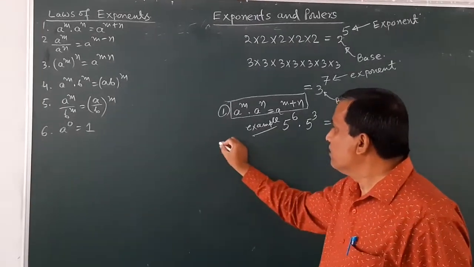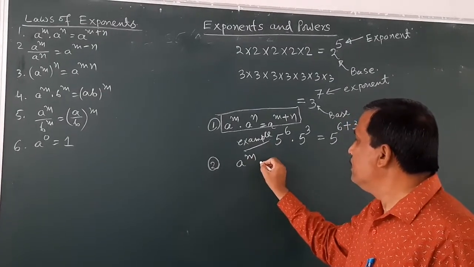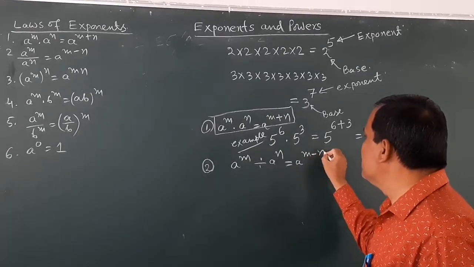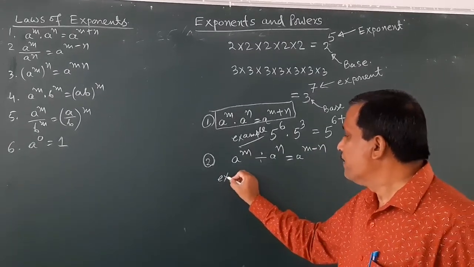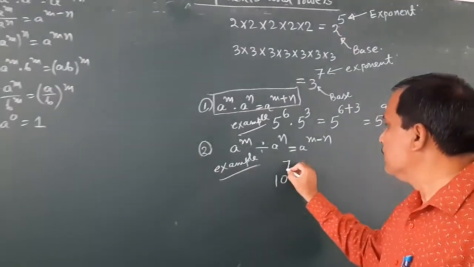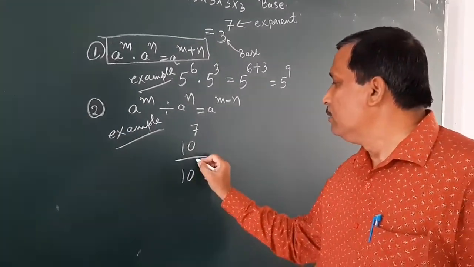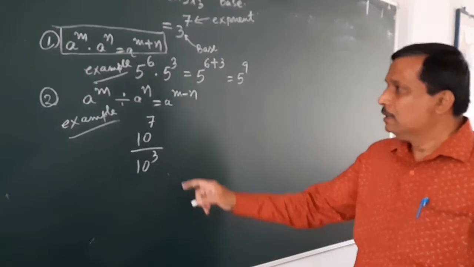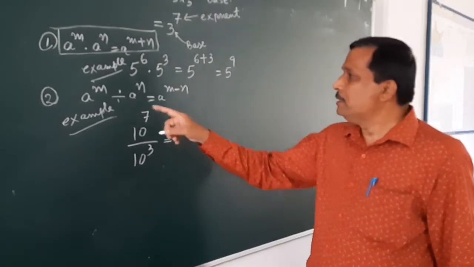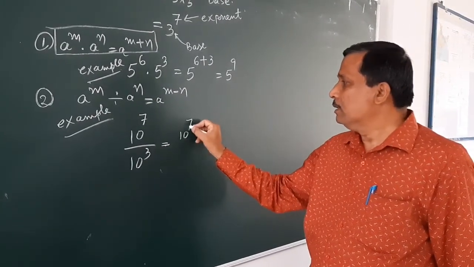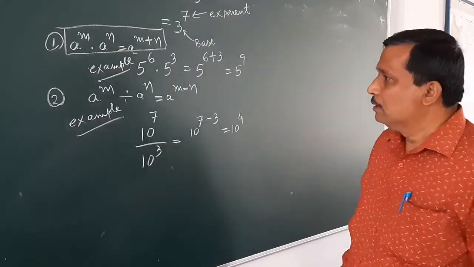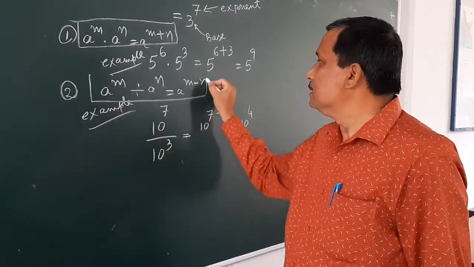Similarly, the second formula, that is a to the power m divided by a to the power n, then this is equal to a to the power m minus n. For example, we will take 10 to the power 7 divided by 10 to the power 3. So here the base is 10. So these are divided. So where it is divided, it is subtracted. So 7 minus 3, that is 10 to the power 4. So this is the second law of indices.